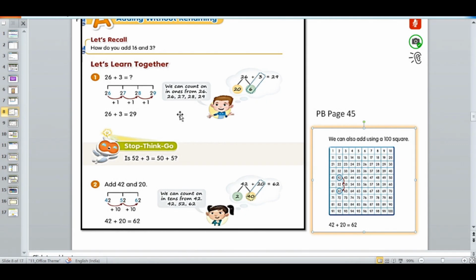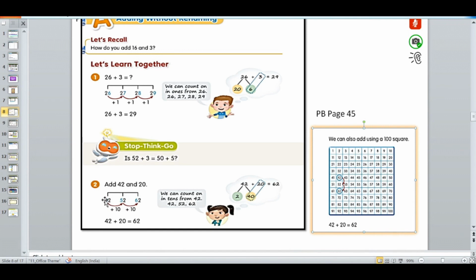The method of counting in ones is useful only when the ones are small, isn't it? When the ones are small, we can use this method. But what if our ones are big, we have bigger numbers to add? For example, 42 and 20. Now, we know 20 is 2 tens, right? 2 tens equals 20. So this means if we count in tens, we have to jump 2 times.